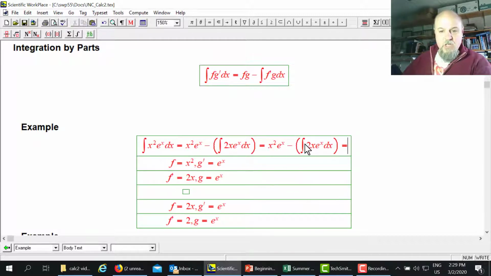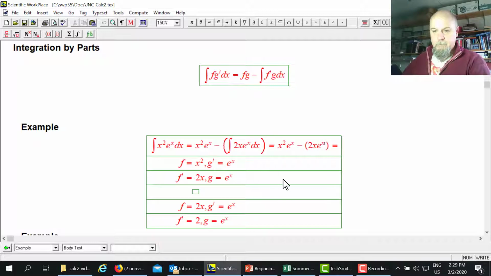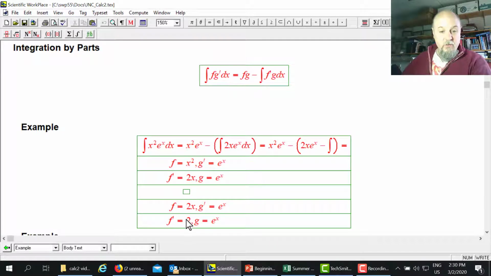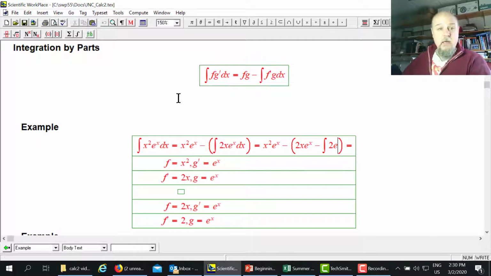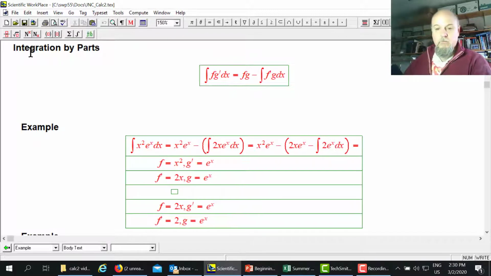All right, I'm just working on this integral here in the middle. It's going to equal f times g minus the integral of the two things I made. So I made the 2 and I made the e to the x. So that's parts a second time on this integral here.